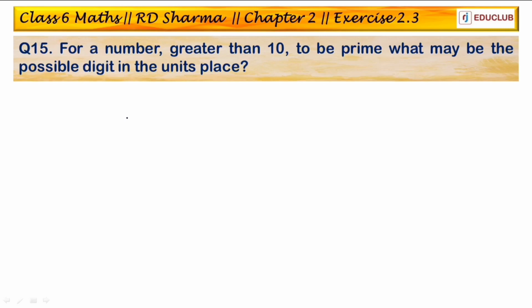Next is question number 15. For a number greater than 10 to be prime, what may be the possible digits at the unit place? We have to find the possible digit at the unit place. For example, numbers can be 11, 12, 13, 14, 15, 16, 17, 18, 19, 20, and like this it will go on, all numbers 21 up to 30. So the unit digits are 1, 2, 3, 4, 5, 6, 7, 8, 9 and 0.